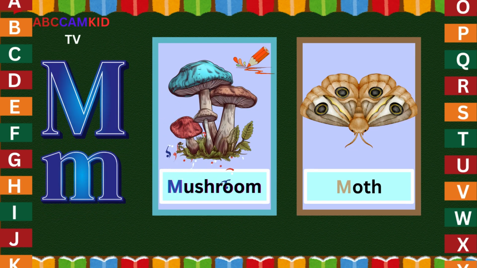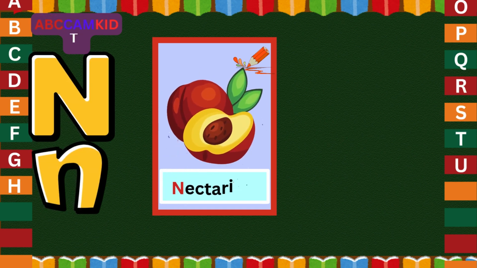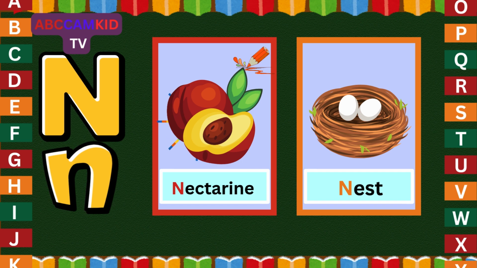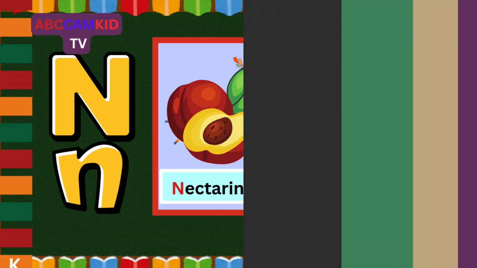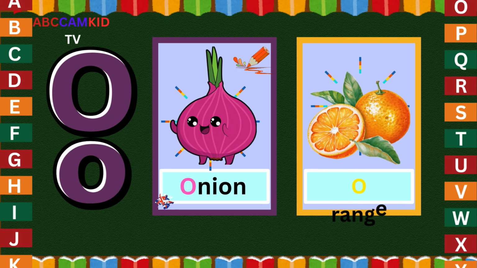J for jackfruit. J for jelly. K for kiwi. K for kid. L for lychee. L for lemon. M for mushroom. M for moth. N for nectarine. N for nest. O for onion. O for orange.